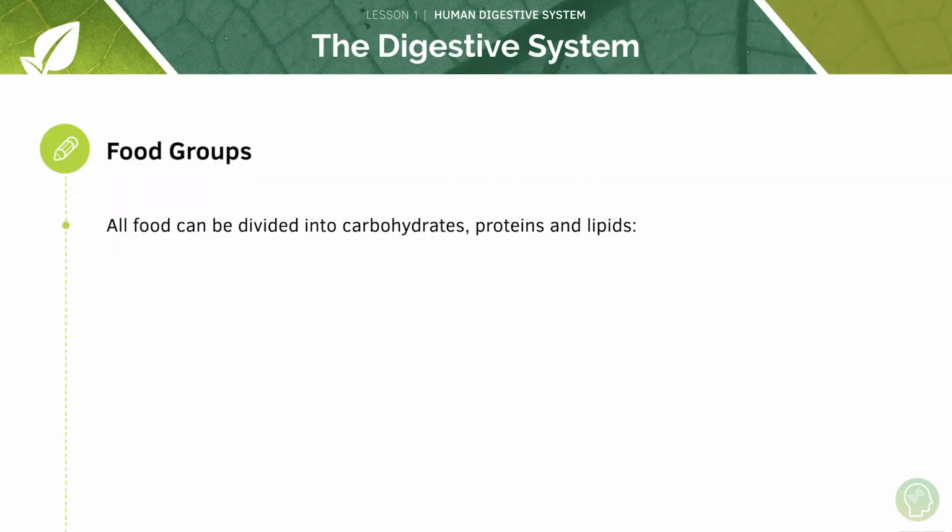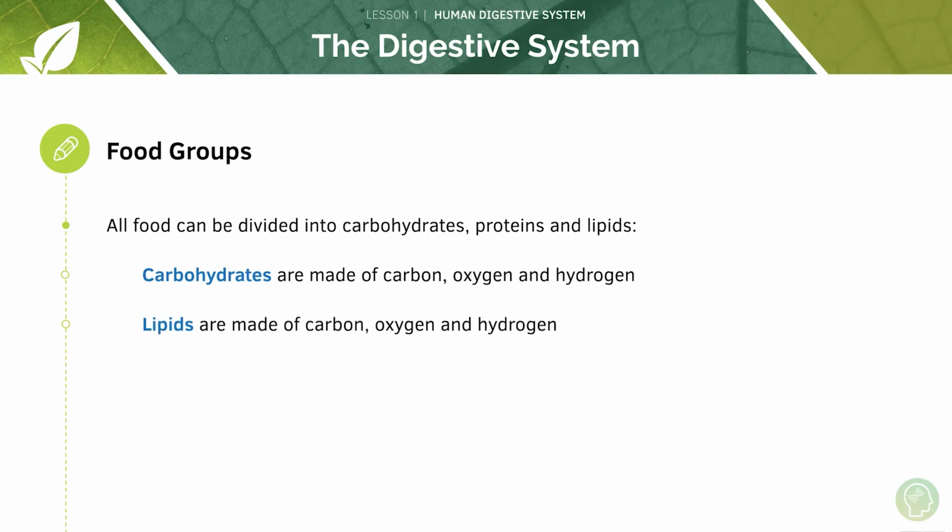So now let's take a look into the varying food groups. We're going to divide them up into carbohydrates, proteins and lipids. Carbohydrates and lipids are made up of carbon, oxygen and hydrogen. Proteins are also made up of carbon, oxygen and hydrogen, but they also have nitrogen in them.